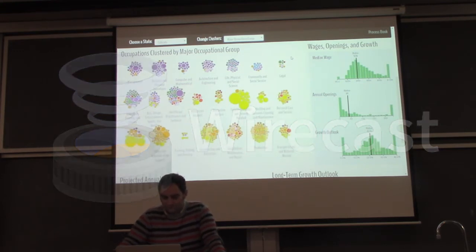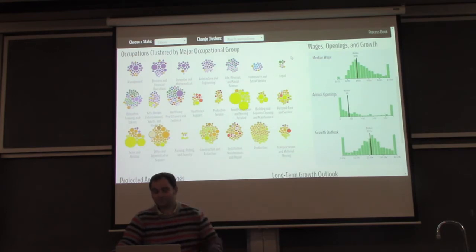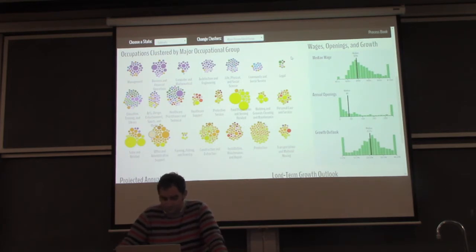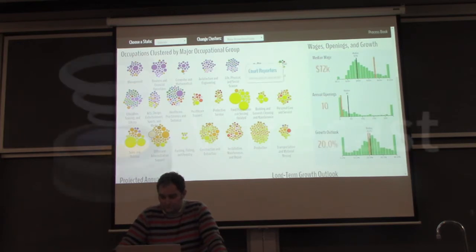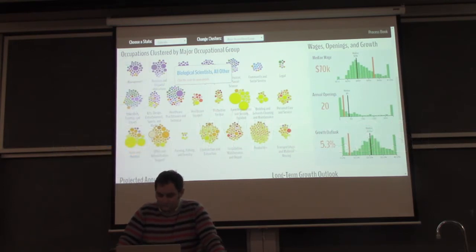The histograms to the right, the green bar charts, give an idea of how these occupations are distributed across the ranges of possible wages, openings, and growth. Taller green bars mean that more jobs fall within that range of the chart's axis. As you hover over each circle in the chart, information will appear on the histogram to show you exactly where that particular job falls within the distribution. Highlight portions of each histogram's range to filter the occupations displayed in the cluster chart.